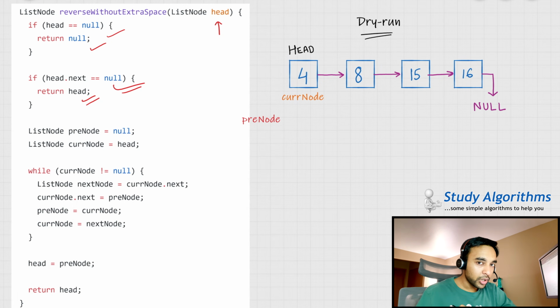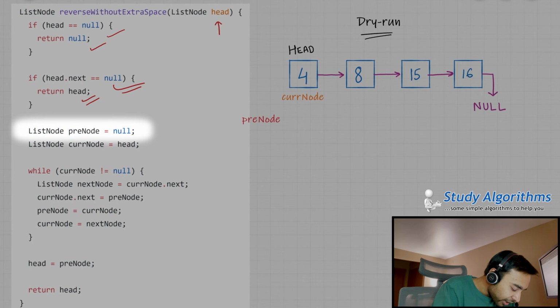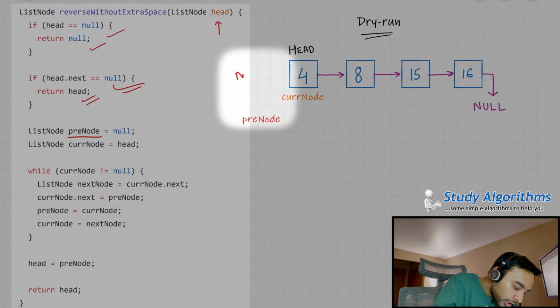If we pass these two conditions, that means we have a normal list. So how do you proceed now? You initialize a value pre-node that is currently pointing to null.